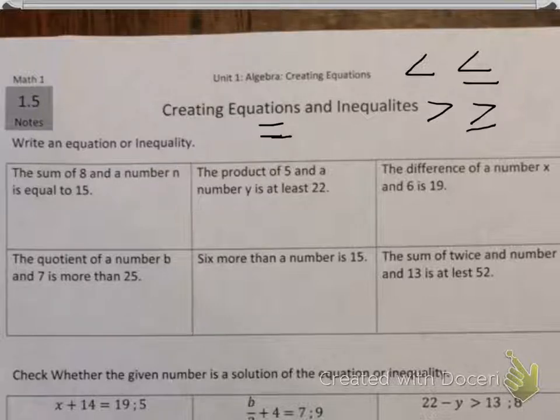So what we're going to do today is write equations or inequalities, and then decide whether or not certain numbers are solutions to them, and then we're even going to solve a few today. On the first problem, it says the sum of 8 and a number n is equal to 15. Sum, we learned last time, means add. So we're going to add 8 and a number n together. So we'll have 8 plus n, and it's equal to 15, so we're just going to set it equal to 15. This is an equation because it has the equals in it. Some of these others will be inequalities.